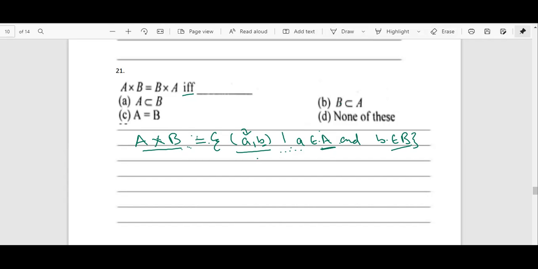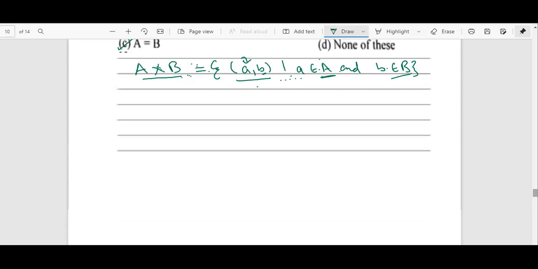In order to get this equal to sign, I need to have similar ordered pairs for this and this, right? So that is only possible when A or B are same. Only then we are going to get same small a's and same small b's, and only then these two sets would be same, right? So A should be equal to B for this condition. This means that C is the answer.